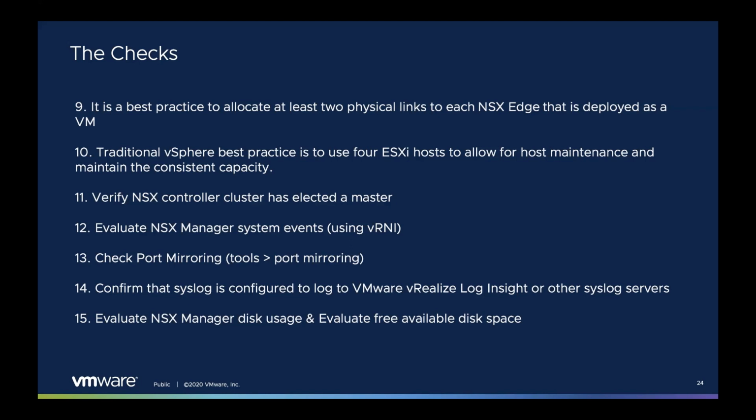You can go in and check the port mirroring, and explain why that's helpful, to keep a close eye on network performance, alerts, etc. So it's easier to see when a problem occurs. Confirm that syslog is configured to log to vRealize Log Insight or other syslog servers, or whatever they're using. And the last one, although it might seem quite obvious, is really important: check their disk usage and evaluate the free available disk space. Just let them know where it's at, and make sure they know that's something to keep their eye on.